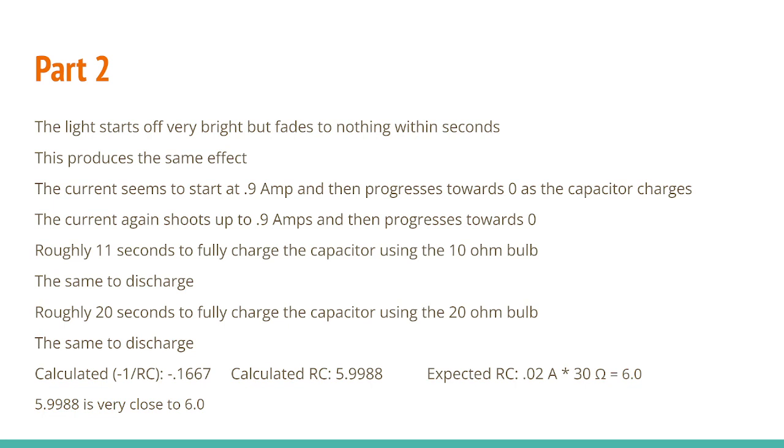Part 2 was the second part of the lab, with a capacitor, and here are the observations with that. The current seems to fade as the capacitor charges and discharges, and doubling the resistance doubles the time it takes to charge the capacitor. You can see that the actual values were very close to the expected values, which was very nice to see.